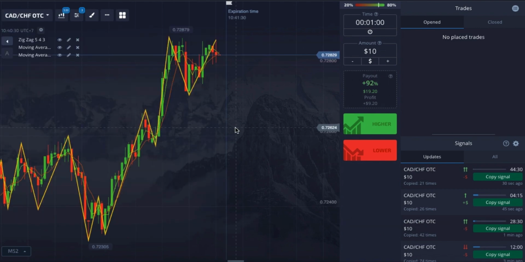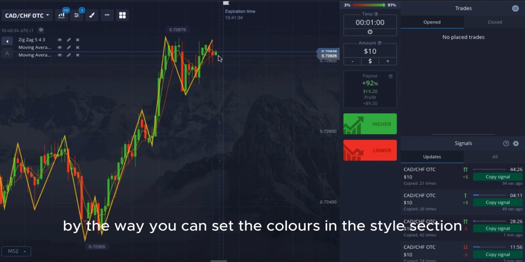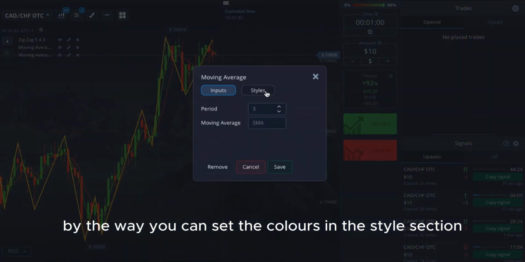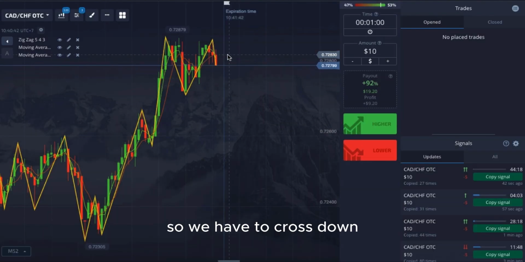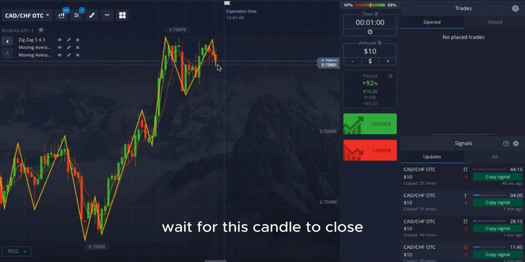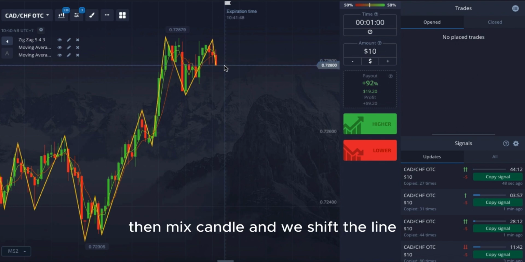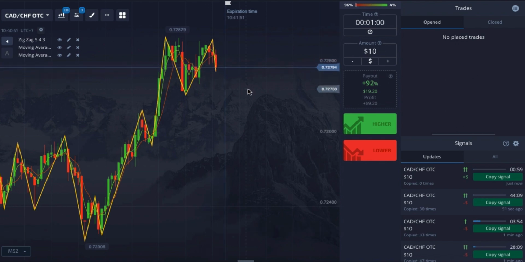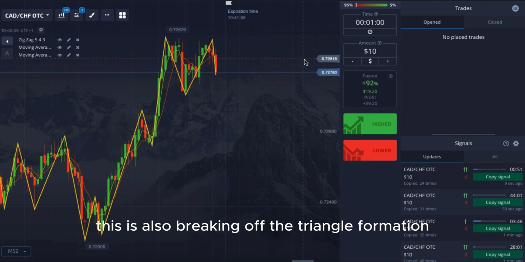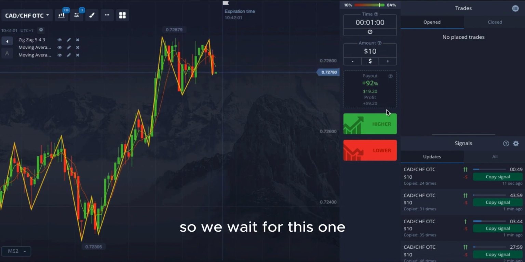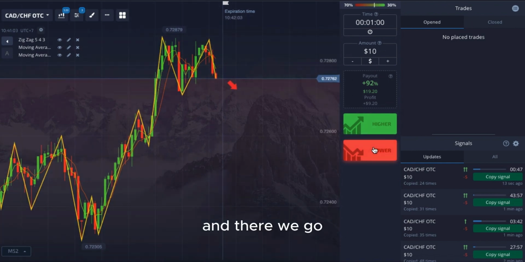And we have the cross down. By the way, you can set the colors in the style section. So we have the cross down. Wait for this candle to close, and next candle, and we shift the line. This is also breaking off a bit of a triangle formation, which is good. Okay, that's good. So we wait for this one, and there we go.